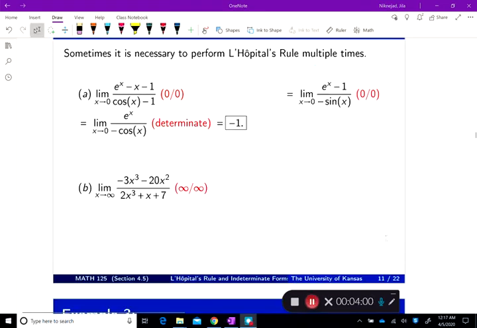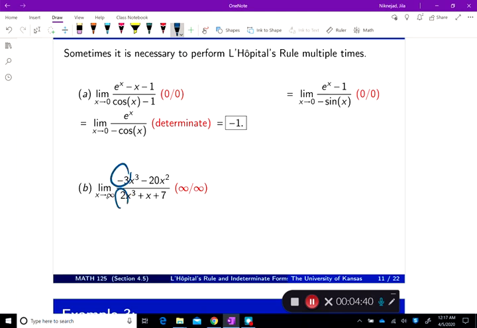So the example that we just did was 0 over 0 twice. Now let's do infinity over infinity. This one I know the answer: the limit of negative 3x cubed minus 20x squared over 2x cubed plus x plus 7 as x goes to infinity. The highest powers are the same. Therefore, what I get is the ratio of the coefficients, negative 3 over 2.